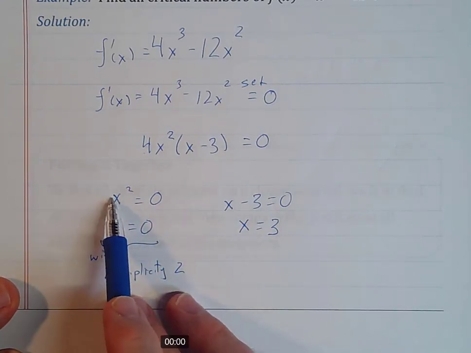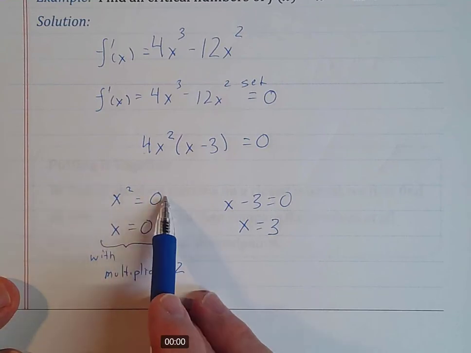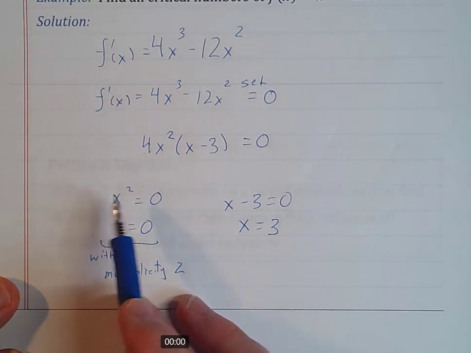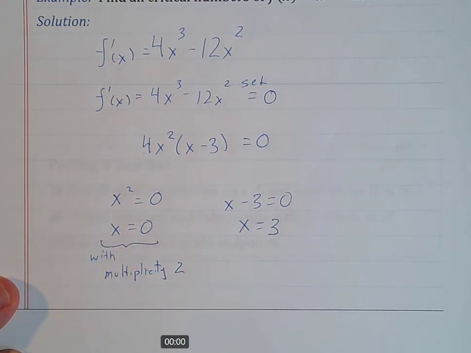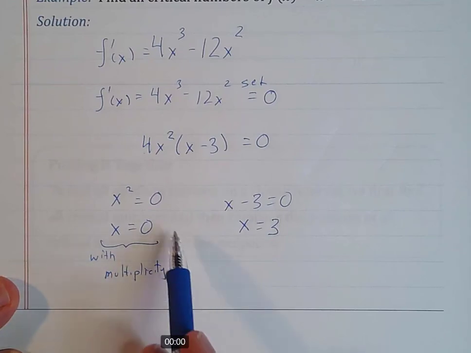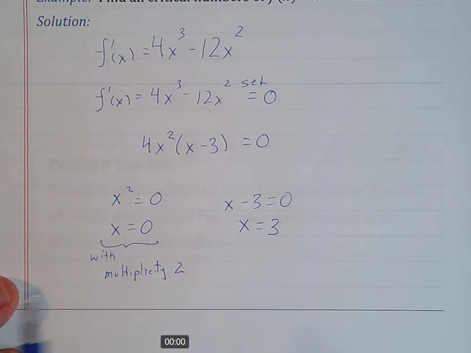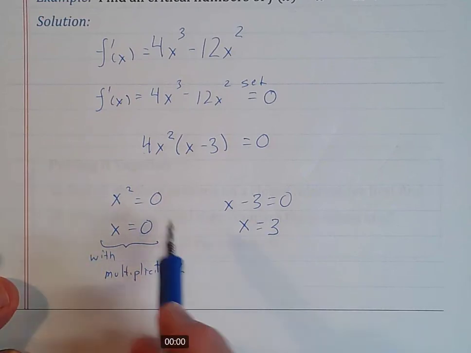And that's just because we have x times x is equal to 0, and setting each factor equal to 0, you would end up with x equals 0 twice. And so we don't write x equals 0 twice. We just say, okay, x equals 0, but the multiplicity of that is 2. And that's going to be something kind of important for us here in a little bit. So let's just kind of note that.